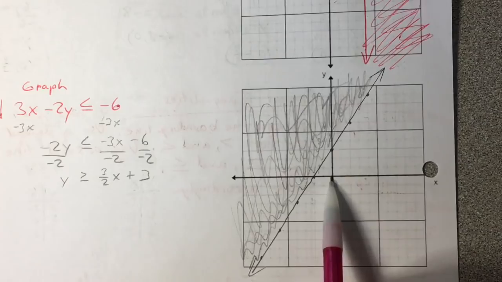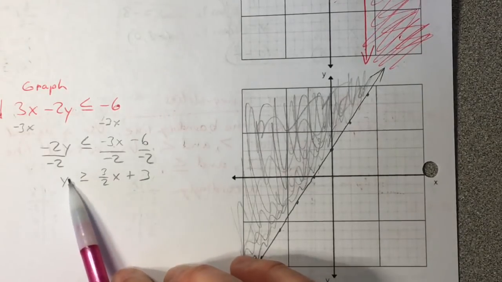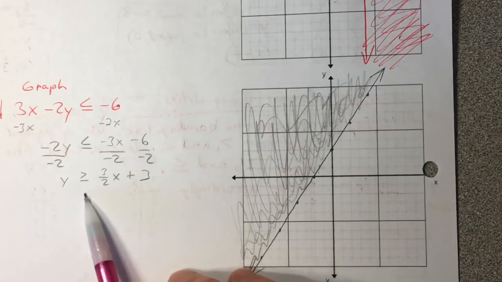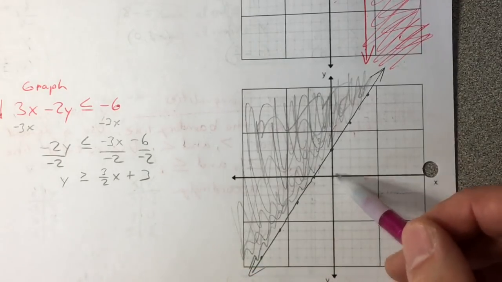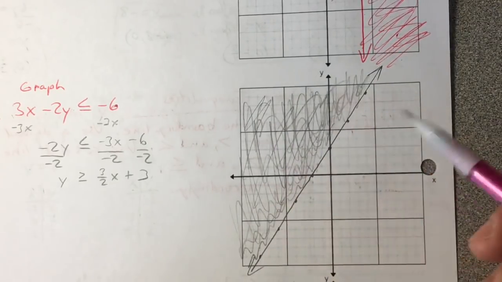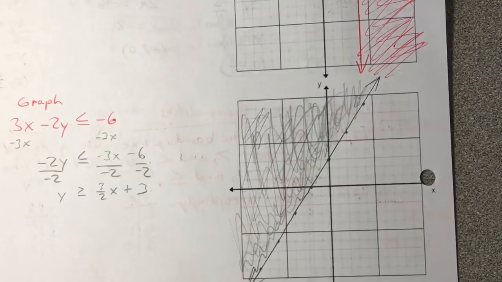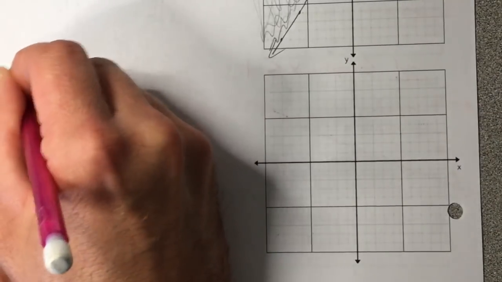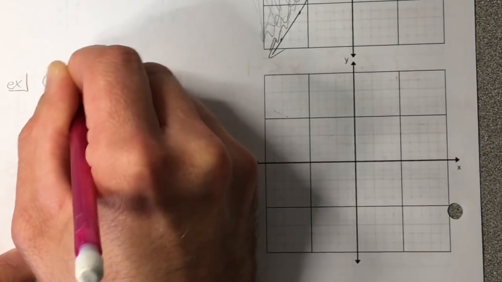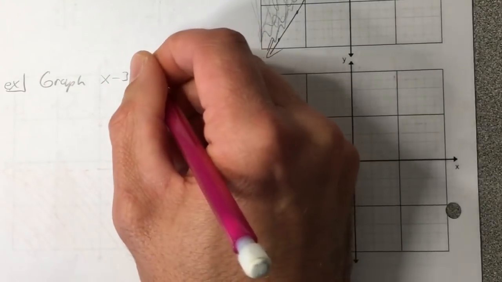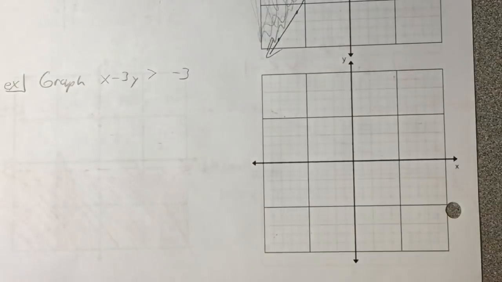Again, though, you could use a test point. If I were to use a test point at 0, 0, 0 is greater than or equal to 0 plus 3, which is 3. Is 0 greater than or equal to 3? No, it is not. I then have to shade the other side. And then one more, just for good practice, to make sure we got it. Let's graph x minus 3y is greater than -3.